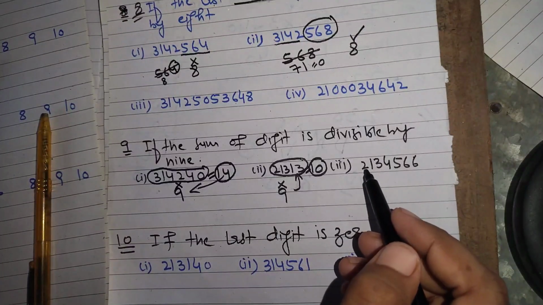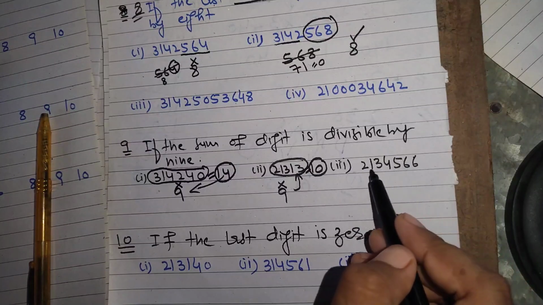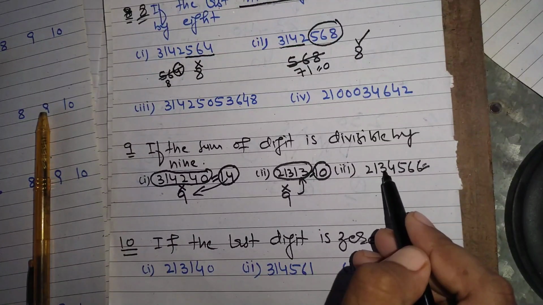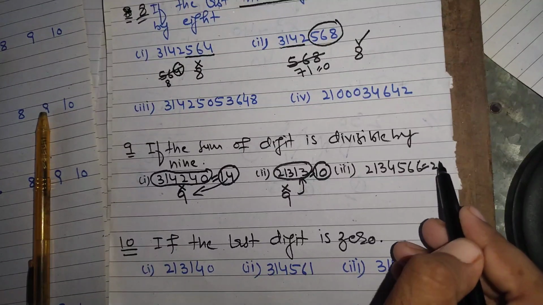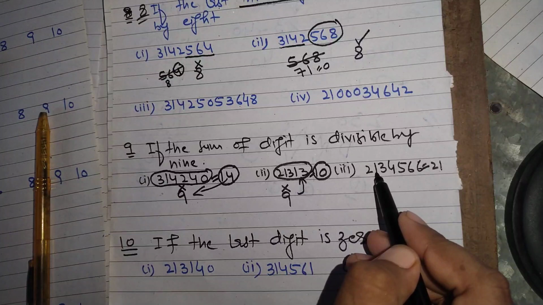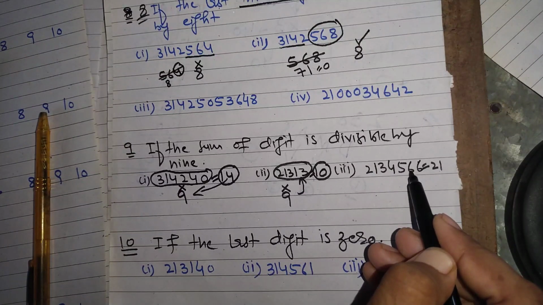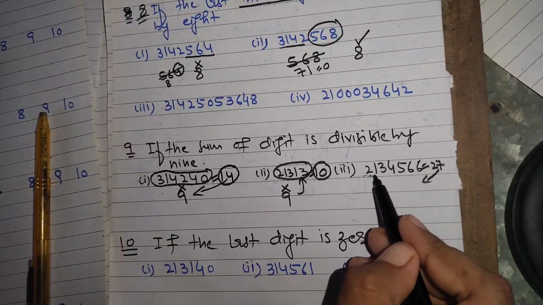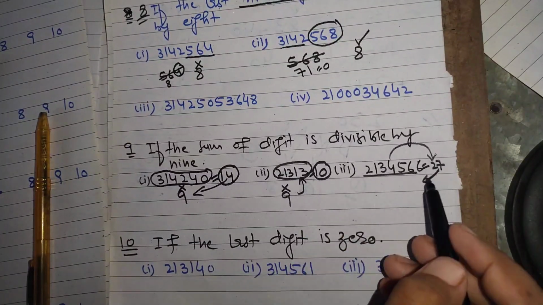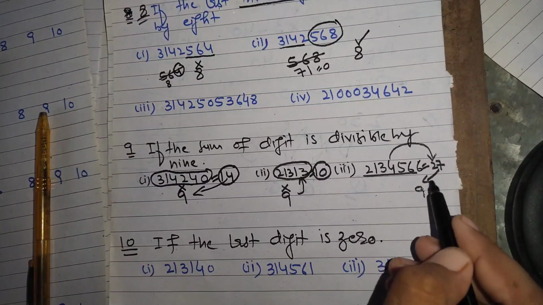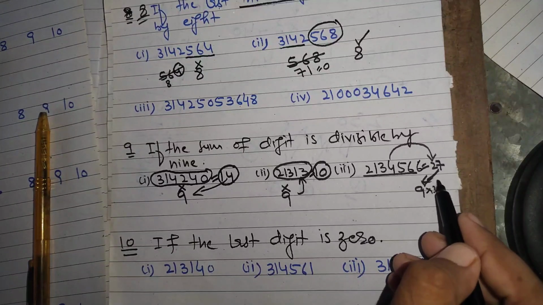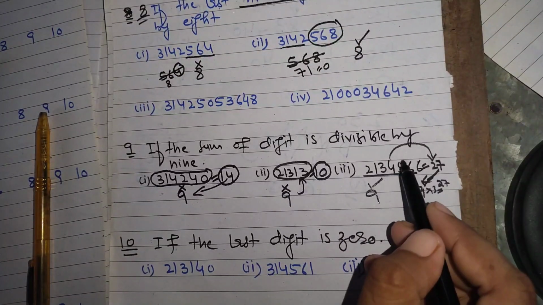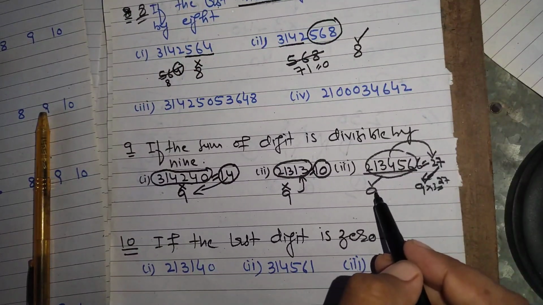So now we come to the third number, which is 2 1 3 4 5 6. We add all the digits: 2, 3, 6, 10, 15, 21, 27. Here we combine all the numbers and the answer is 27. We check that 9 is a divisor of 27, 3 times 9 is 27. So definitely 9 is a divisor of this whole number, because 27 is divisible by 9.